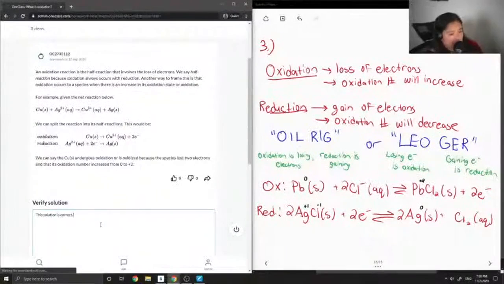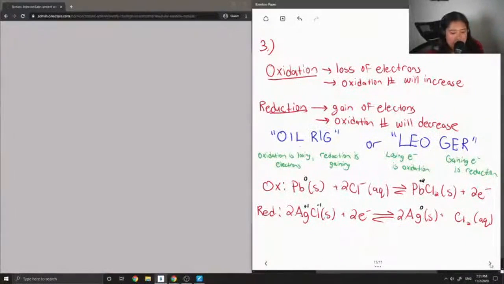I'll add the OIL RIG and LEO GER just to help out. Okay, so this solution was correct.